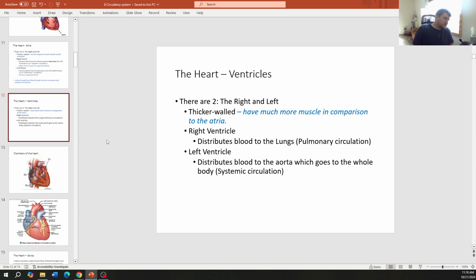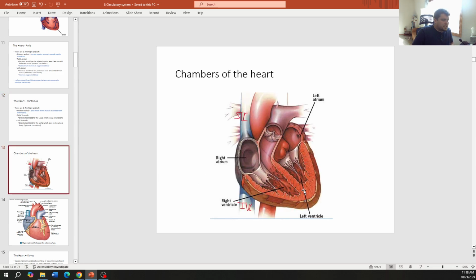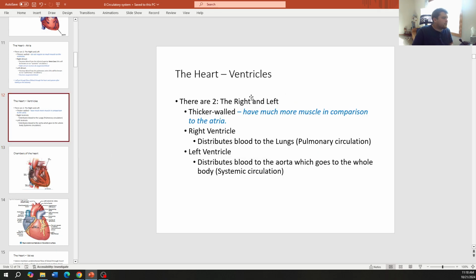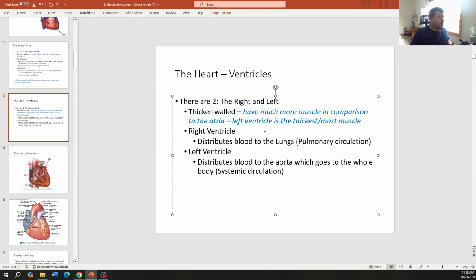Next, the ventricles. The ventricles are this part down here, the bottom portion, closer towards the apex of the heart. These have much thicker walls. They are much stronger than the atria, and we'll find out why. Specifically, the left ventricle is the thickest, most muscle of all of the parts of the heart. The left ventricle is the most.